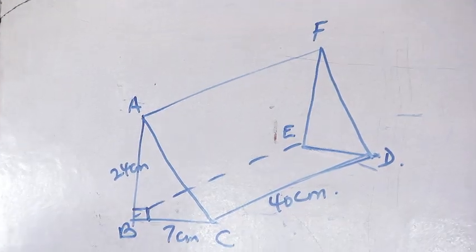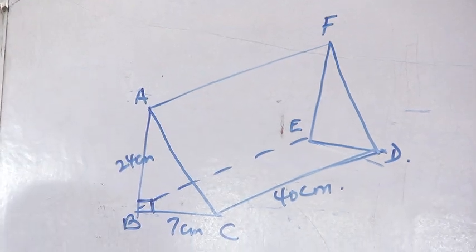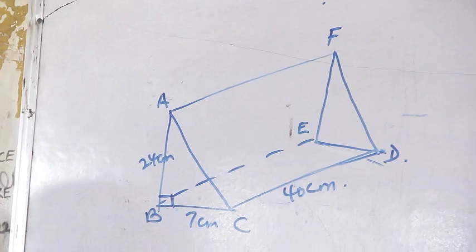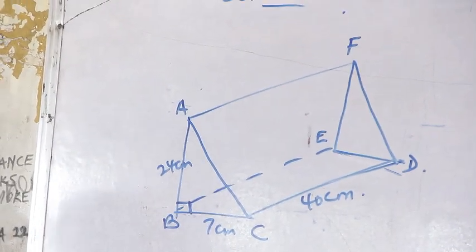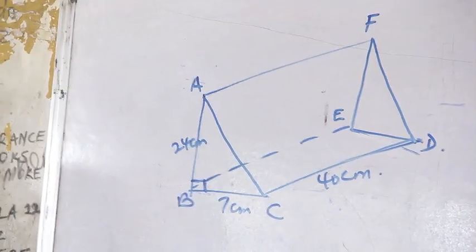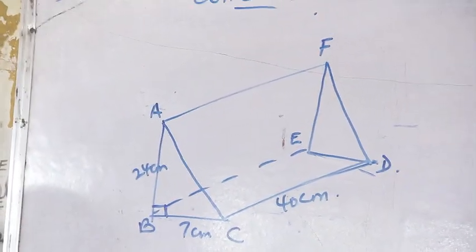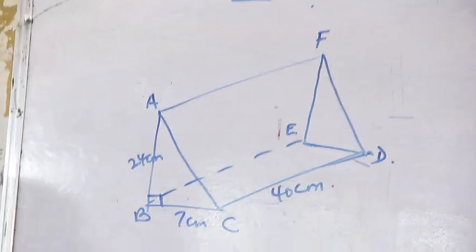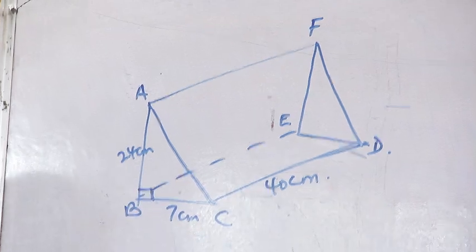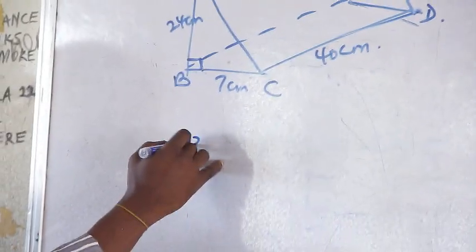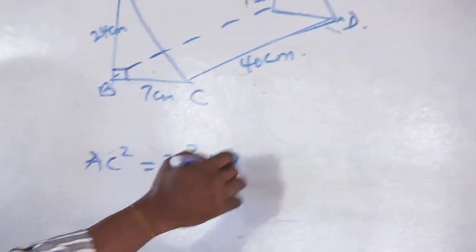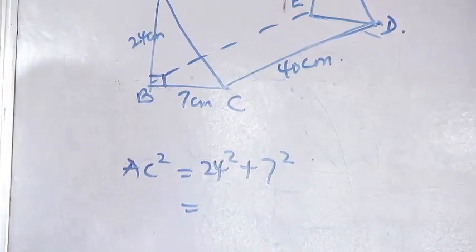Look at this. This is triangle ABC. That triangle is a right angle triangle. And for us now to find AC, we are going to use Pythagoras rule. That Pythagoras rule states that the square on the longest side, which is the hypotenuse, equals the sum of the squares on the remaining two other sides. So to get AC, which is the hypotenuse, AC square equals 24 square plus 7 square. So what is that 24 square?